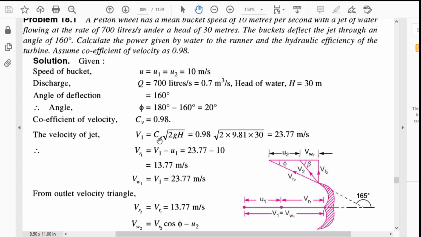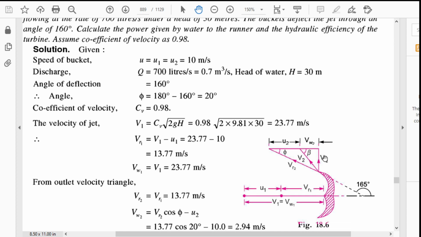So by using the formula we can calculate the velocity of jet at inlet first. V1 equals CV root of 2GH. By substituting all the values here, you will get V1 as 23.77 meters per second. Now if you draw the velocity triangle as mentioned above, then you will get VR1 as V1 minus U1. The relative velocity will be V1 minus U1.